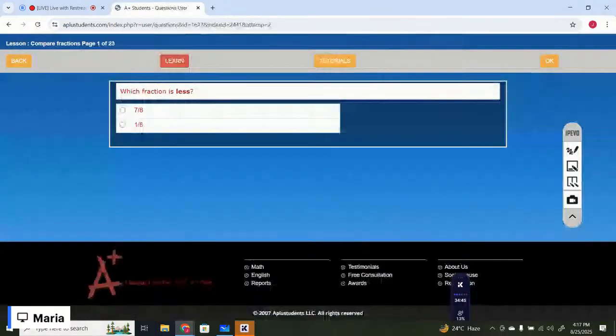Now we are not given the model. So the thing you need to understand is they both have exactly the same denominator, 8, right? The one that has the smaller numerator is smaller than the other. So 1 over 8 is less than 7 over 8.